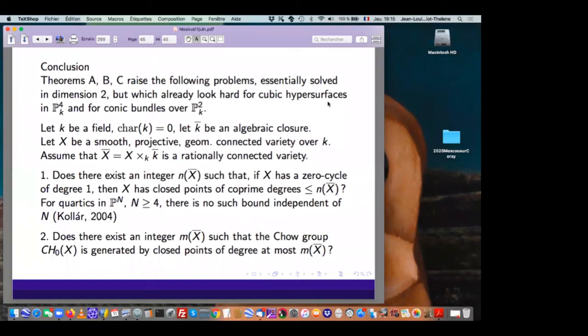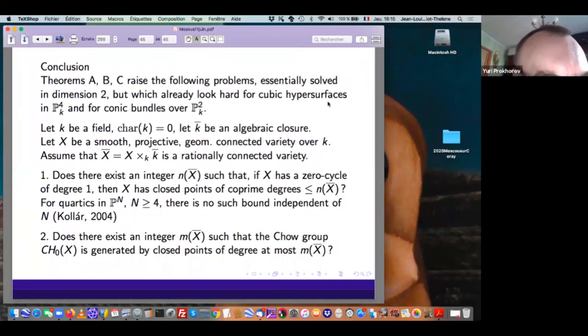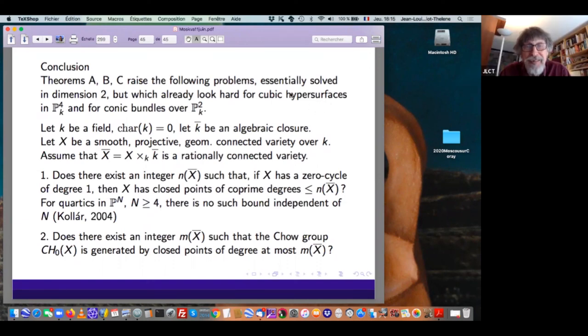Okay. So, any other questions? Very general question. Are there non-trivial results in dimension 3, for example, for threefolds? Well, that's my question here. I'm taking the simplest. Okay, I can tell you something about conic bundles over P2. Are you interested? Oh yeah.